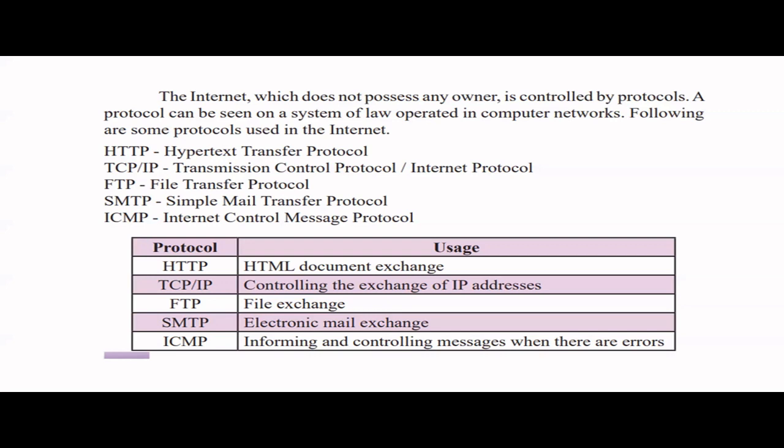And FTP, File Transfer Protocol, as the name itself tells, is needed to share and exchange files. And SMTP, Simple Mail Transfer Protocol, is very important for email, electronic mail exchange. ICMP, Internet Control Message Protocol, is helpful for informing and controlling messages when there are errors. Error handling is basically done by ICMP. Remember these protocols, at least the name and what it does, because you don't need to know details about them.